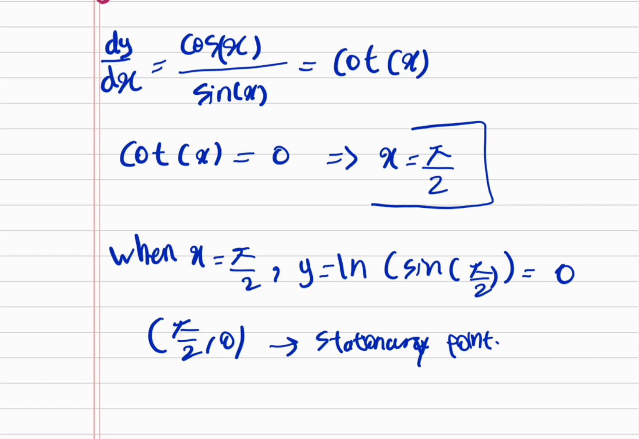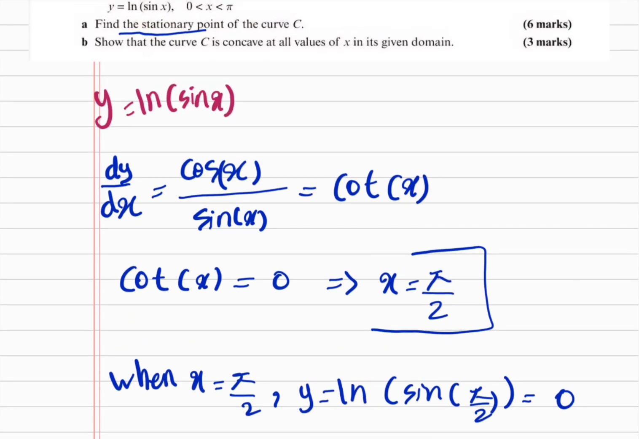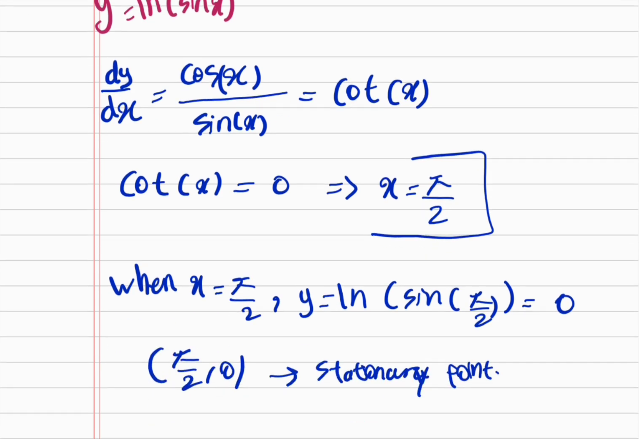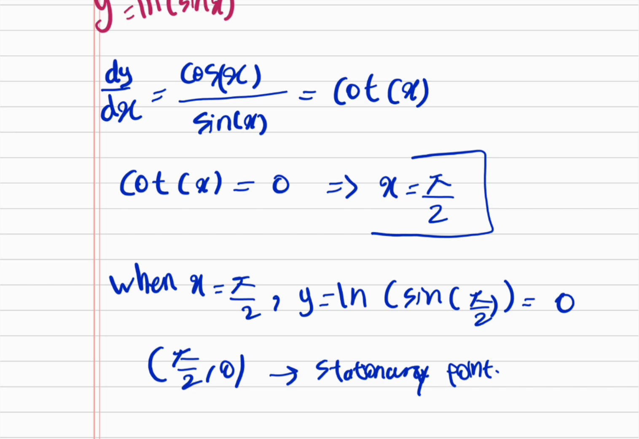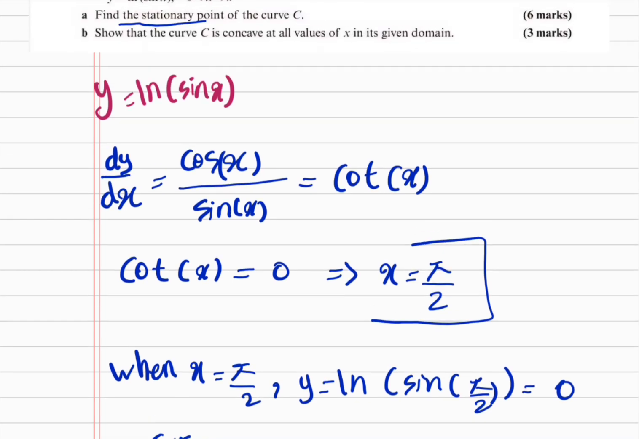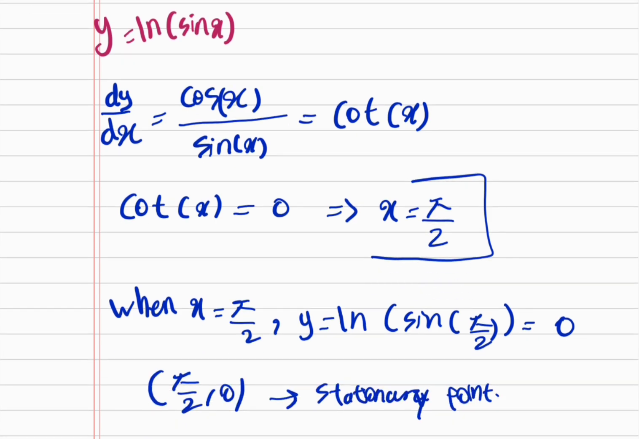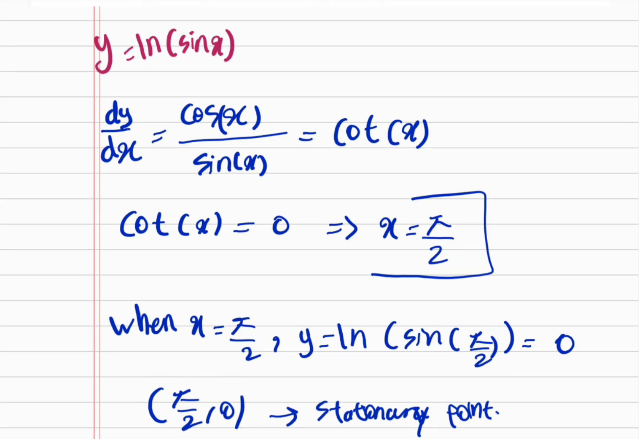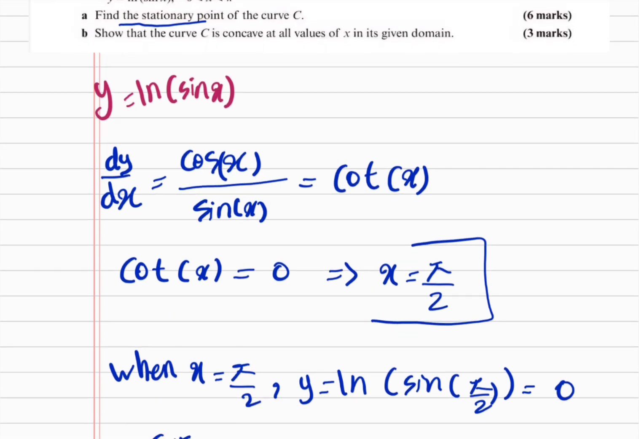Now that we have the coordinates of the stationary point, let's now answer part B. In part B, we need to show that the curve C is concave at all values of x in the given domain. Whenever we want to determine if the curve is concave or convex, we first need to find a second derivative. And once we have the second derivative, then we just need to show whether the second derivative is positive or negative for the certain values of x, and that determines if the function is concave or convex.